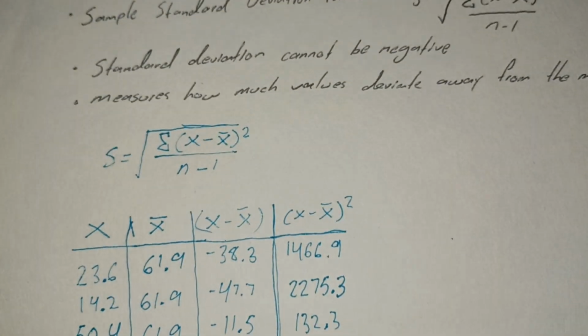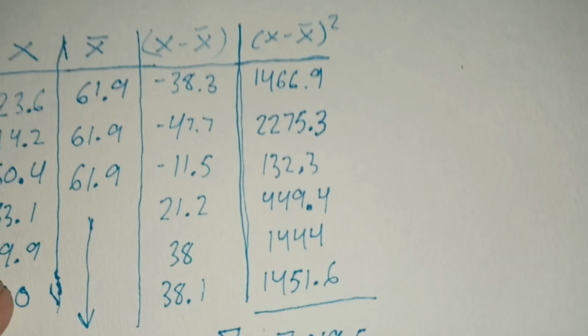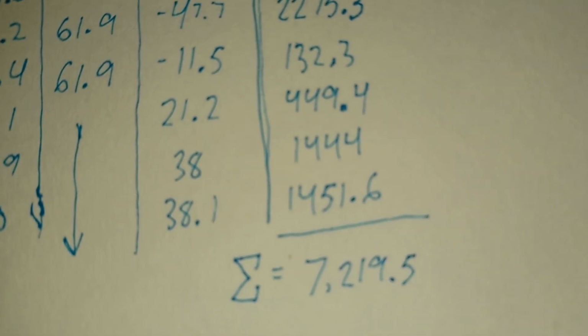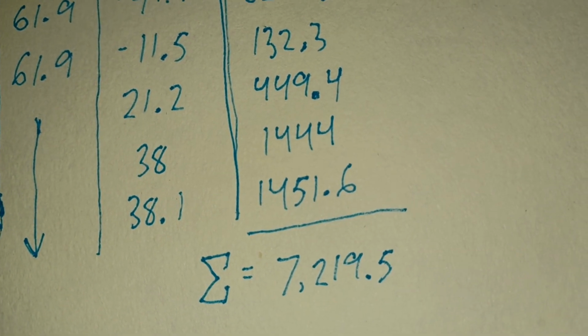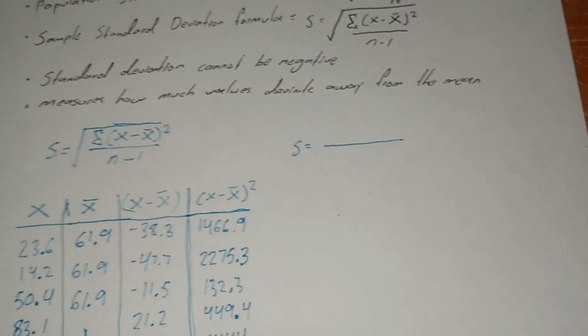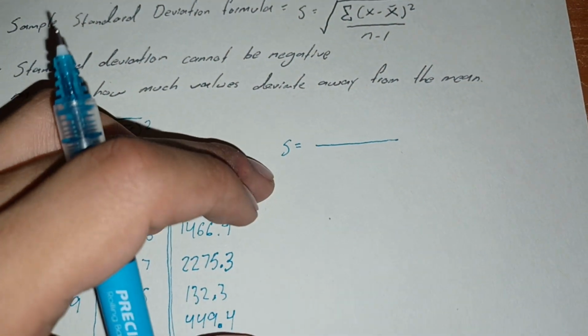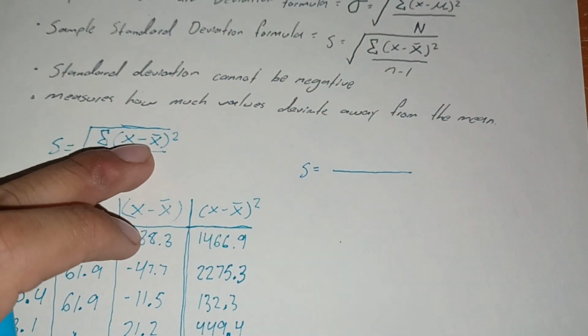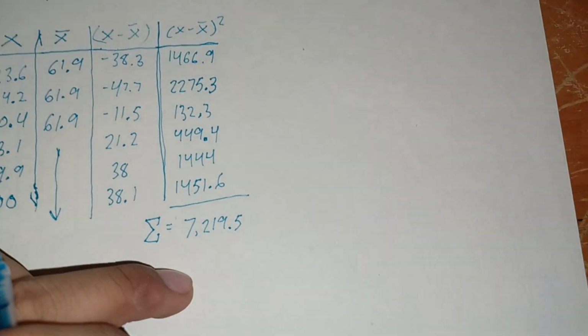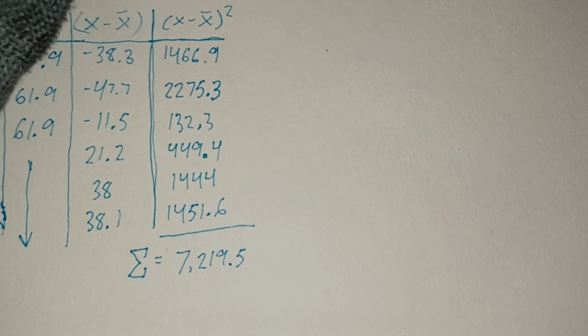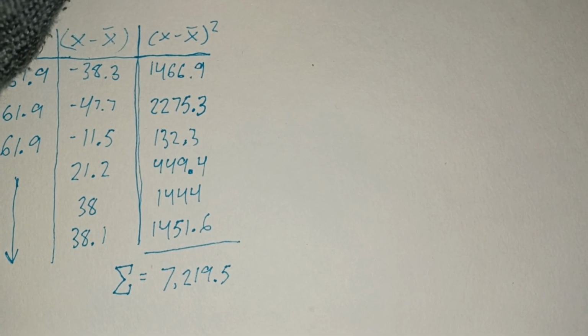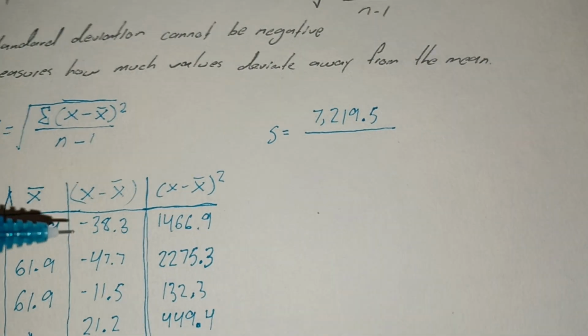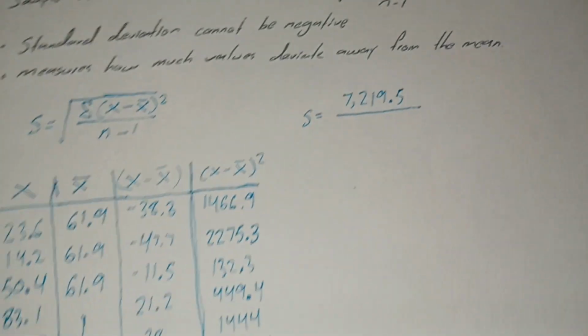So what does the equation want us to do now? Let's rewrite this in the equation form. I want to show you something before we square root the entire equation. So don't draw the square root just yet. So S equals the sum. We already have the sum of x minus x bar squared, because we just computed that: 7,219.5.